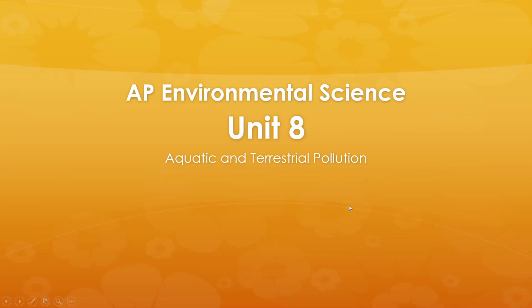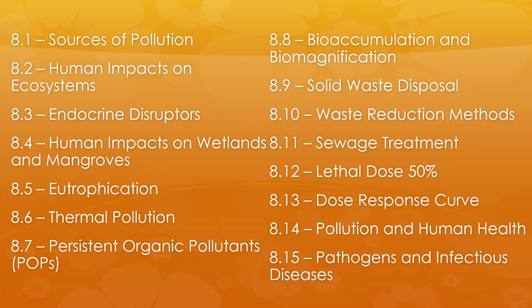All right, welcome. This is video 1 for Unit 8 for AP Environmental Science. This unit is aquatic and terrestrial pollution. Looking at the topics coming up, we're going to be having about 15 videos. I might join some of those videos just because some of the topics are pretty short. A good amount of it is review.